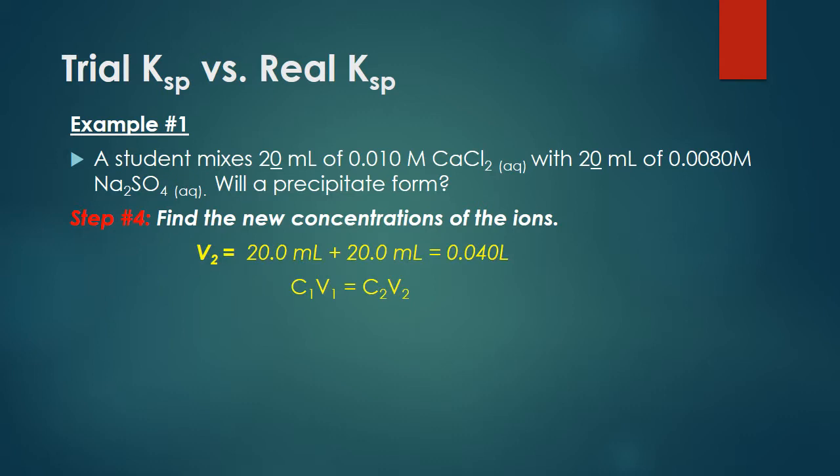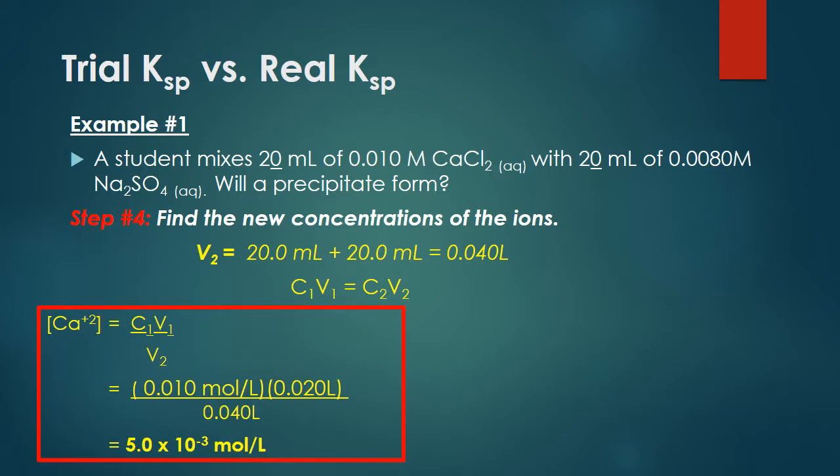So to find the new concentrations, we need to consider that our new total volume is 40 milliliters or 0.04 liters. Now, when we did dilutions, we knew that the initial concentration times volume will equal the final because the number of moles doesn't change. Or in this case, then the concentration of the ions will change because our volume has changed.